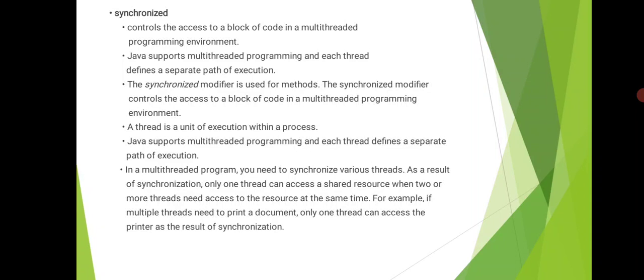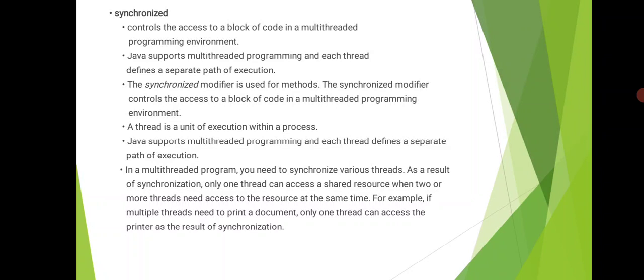The synchronized modifier controls the access to a block of code in a multi-threaded programming environment. A thread is a unit of execution within a process. Java supports multi-threaded programming and each thread defines a separate path of execution. In a multi-threading program, you need to synchronize various threads.